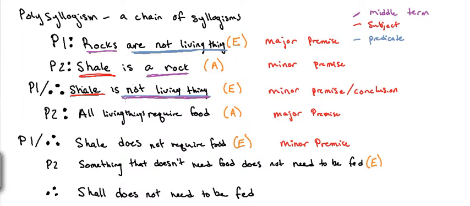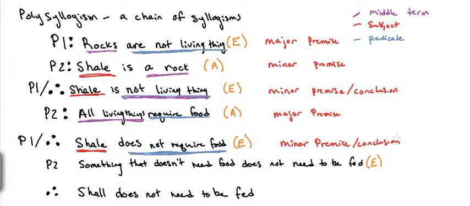All living things require food. So, all living things and requires food will be our predicate. That's our major premise, so we'll expect to see does not require food as our predicate down there. And shale, once again, showing up. So this is our conclusion. Shale does not require food.